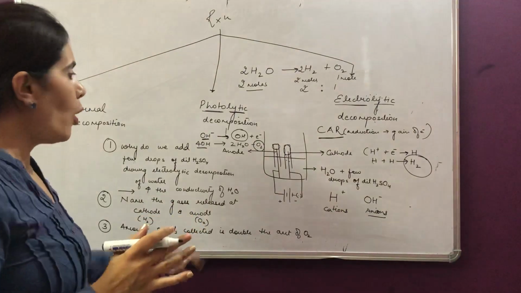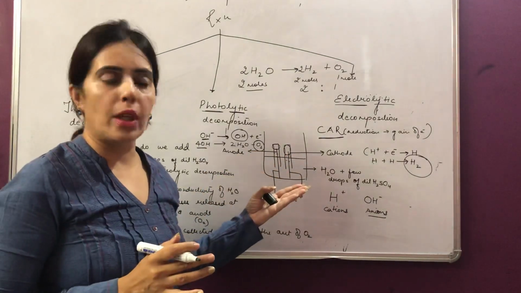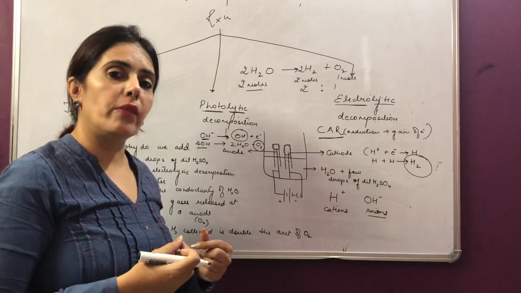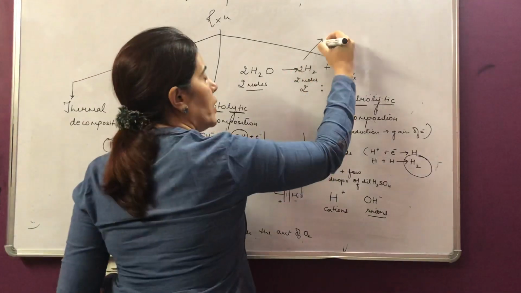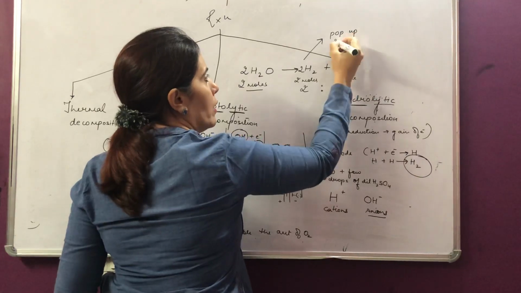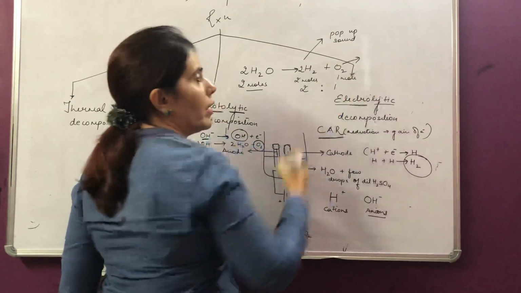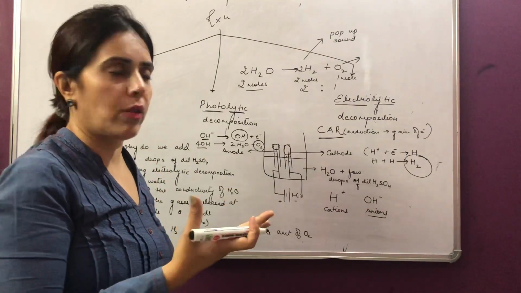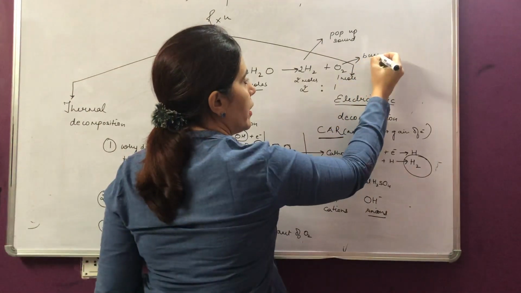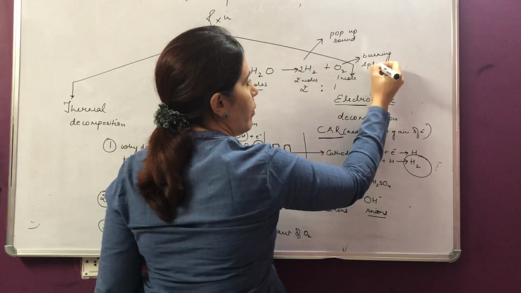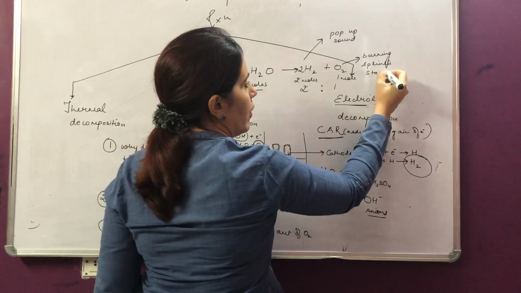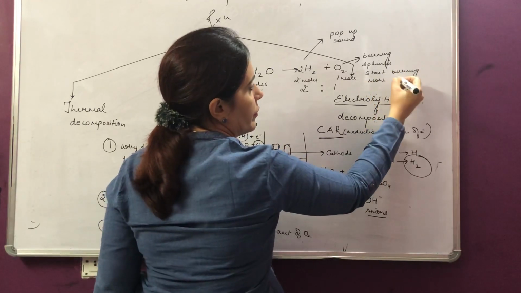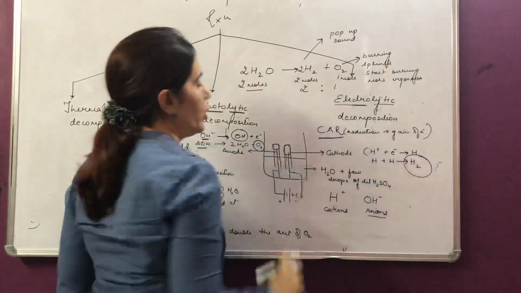Now the next question is, how will you identify the gases in the two test tubes? So if you pull out this test tube and bring a burning splinter to it, it is going to burn with a pop sound. Hydrogen burns with a pop sound. And oxygen, if you bring a burning splinter next to it, it starts burning more vigorously because oxygen supports combustion. So this is how we identify the two gases.